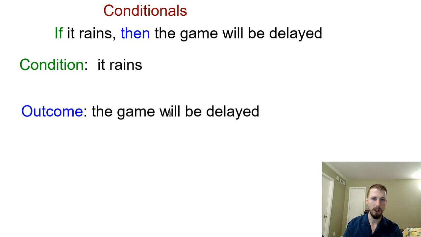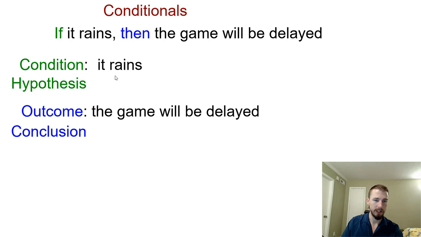So there's actually a lot of things in logic, kind of like cause and effect, that can be written as conditional statements where we have a condition and an outcome. Now typically instead of saying condition, we call this the hypothesis. So kind of like hypothesis testing, where in science you make a hypothesis or a claim, right? And then the outcome is also usually called the conclusion. So our hypothesis is that it rains, our conclusion is that the game will be delayed.